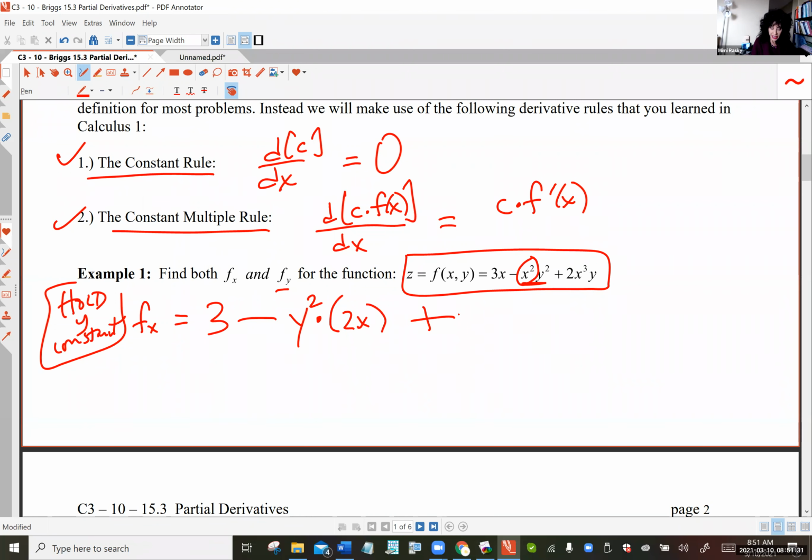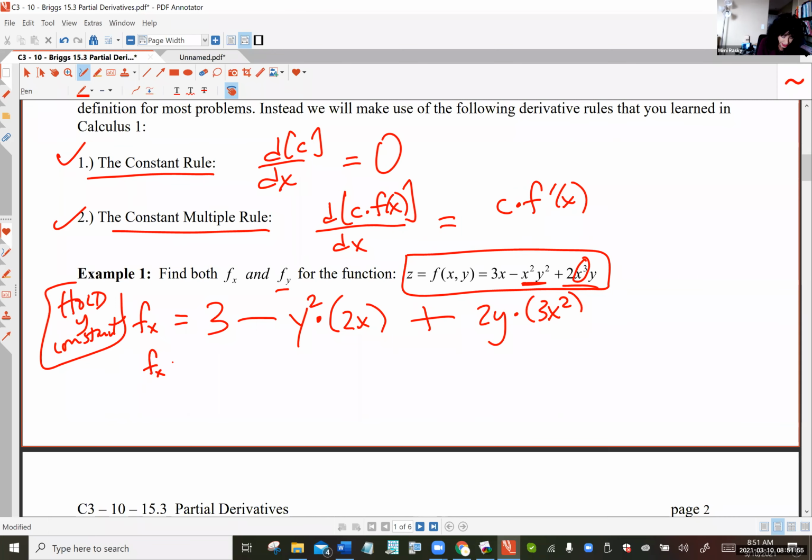Plus, now the last term, you're differentiating 2x cubed y with respect to x. So the 2 and the y, I'm going to just copy both of those down because that just looks like some multiple. Remember, y is like some weird number, times the derivative of x cubed with respect to x, which is 3x squared. And then clean this mess up.